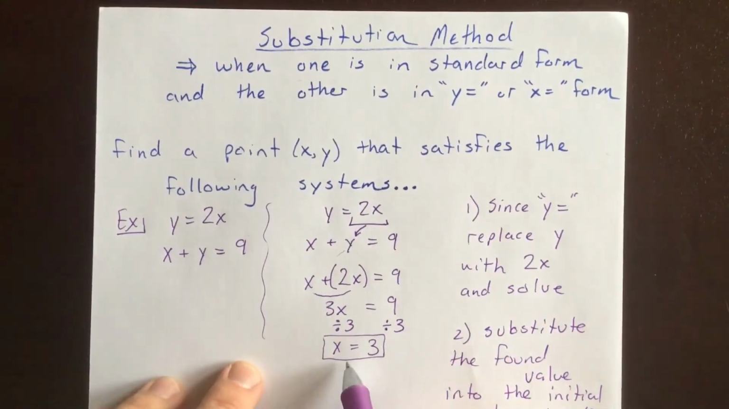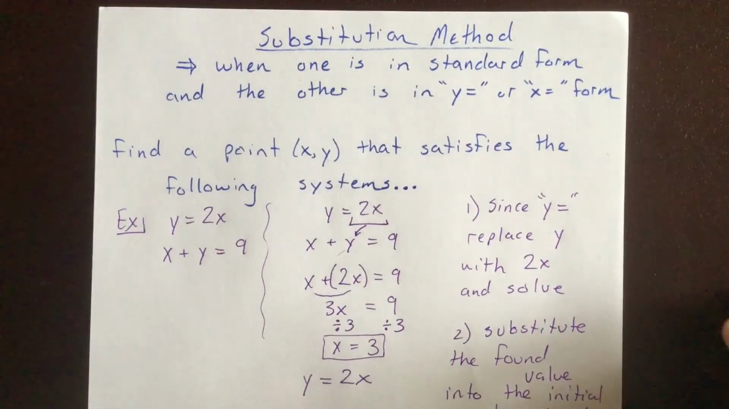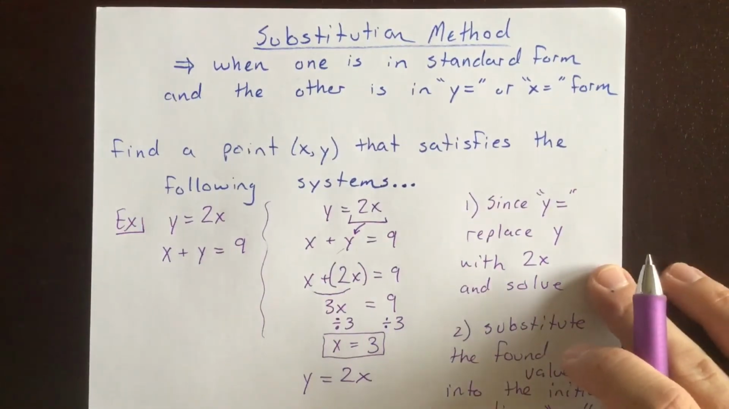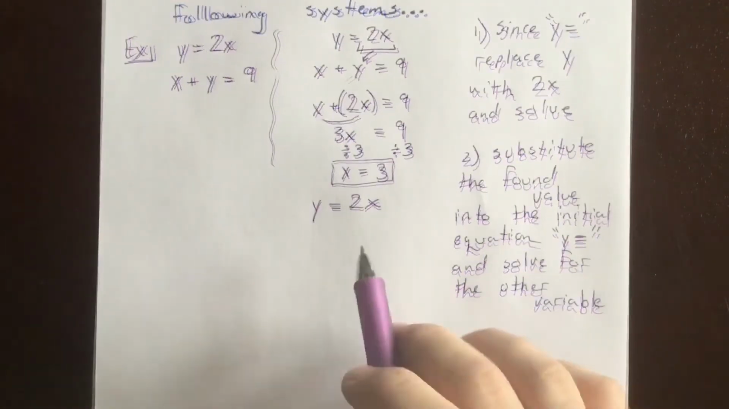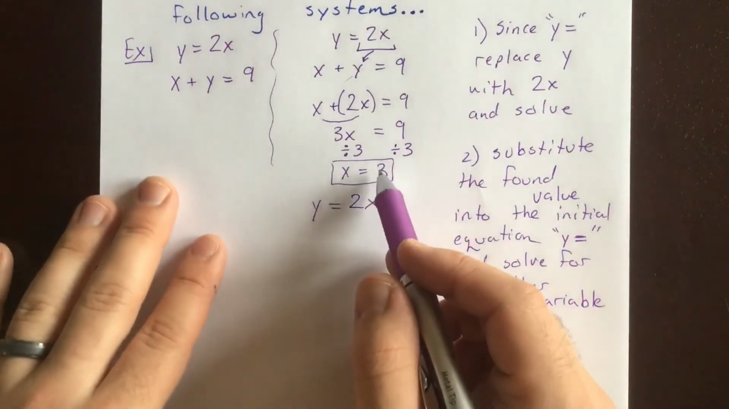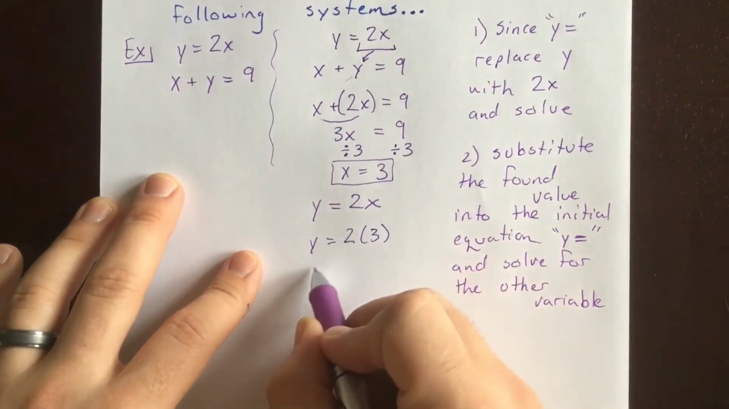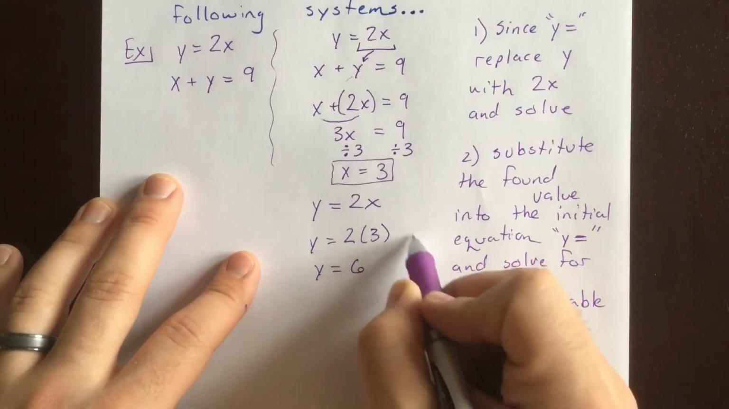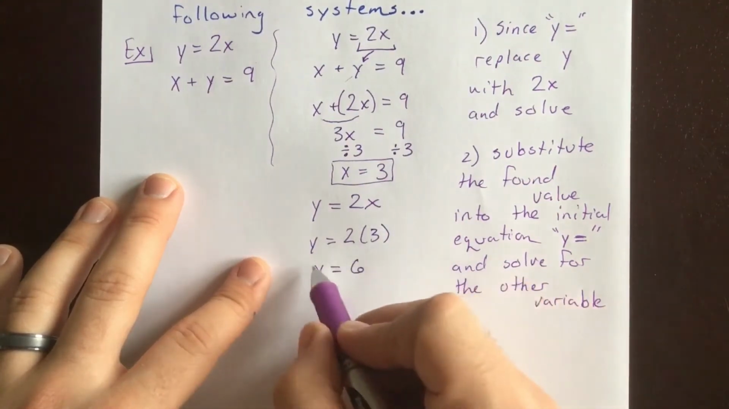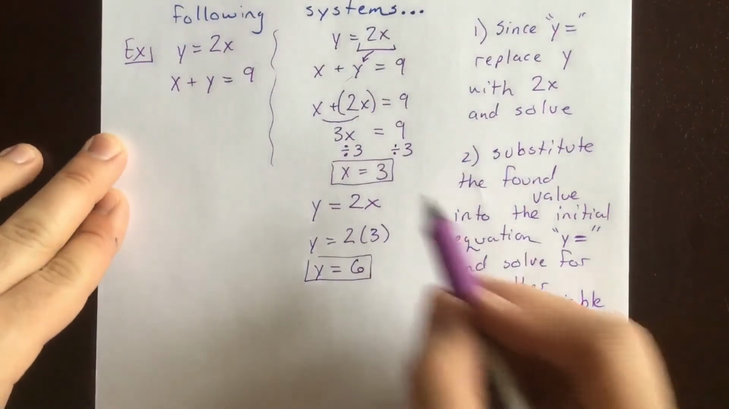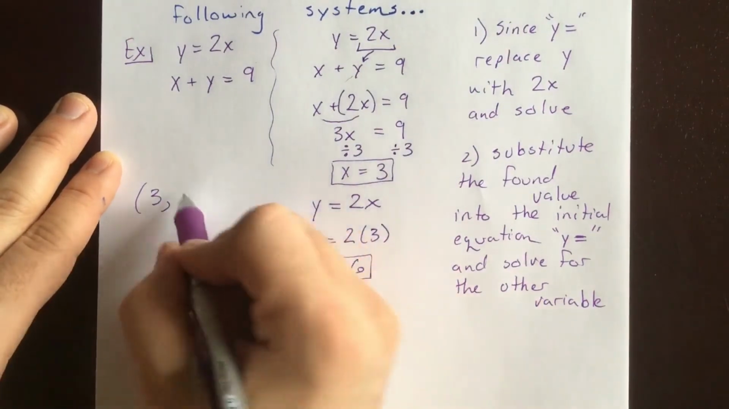So we have x = 3. Our initial equation was y = 2x. We now know x is 3, so instead of x, I'm going to say 3. So 2 times 3 equals 6. And there's no plus or minus piece that we're going to have to add or subtract. So this is our y. So we have our x, we have our y. Our solution to this system is (3, 6).